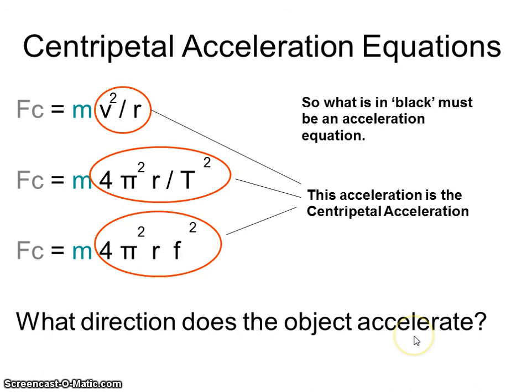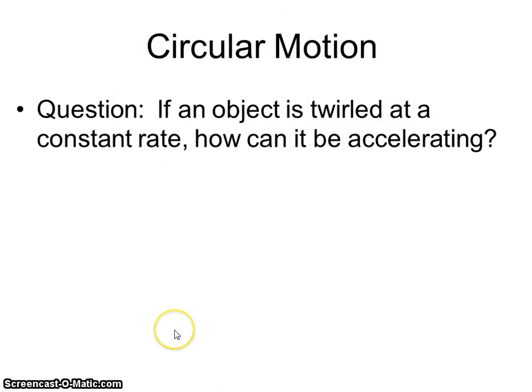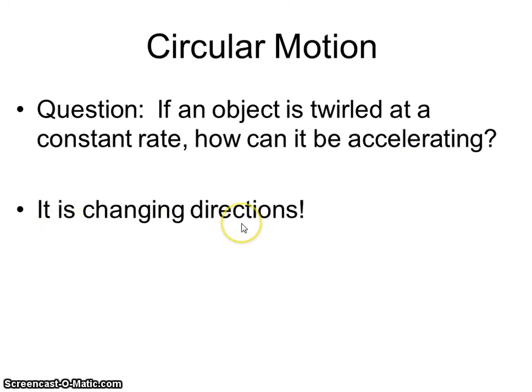Which way does it accelerate? Towards the center. So it's called a centripetal acceleration, a center-seeking acceleration. So it accelerates towards the center. Question: if we twirl it at a constant rate, how can it be accelerating? It changes direction, because that's one of the three ways in which something can accelerate. It can speed up, it can slow down, it can change direction. So this is how it's accelerating, because it's always changing directions.